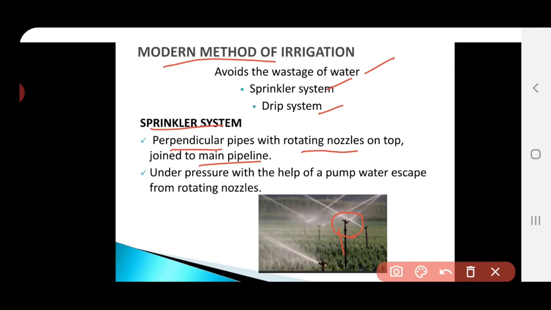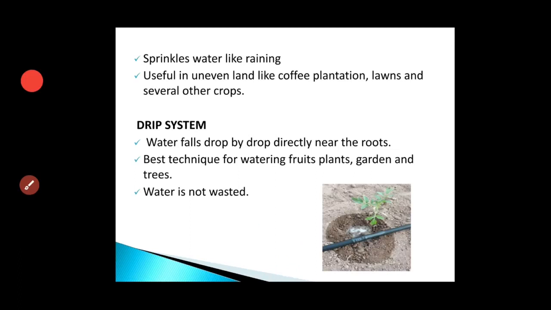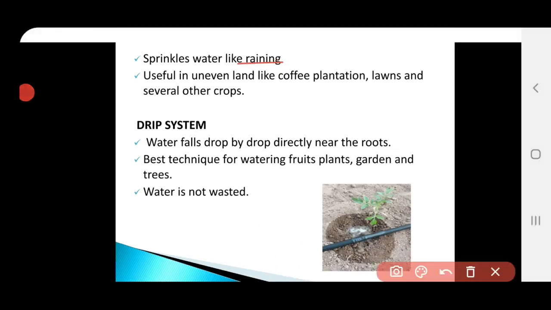The work of the rotating nozzle is to provide water in all directions. Under pressure, with the help of a pump, water escapes from the rotating nozzle. So by the pressure of the pump, the water escapes through the nozzles and it looks like raining. It is useful in uneven land like coffee plantations, lawns and several other crops. So it is very beneficial to the farmers.